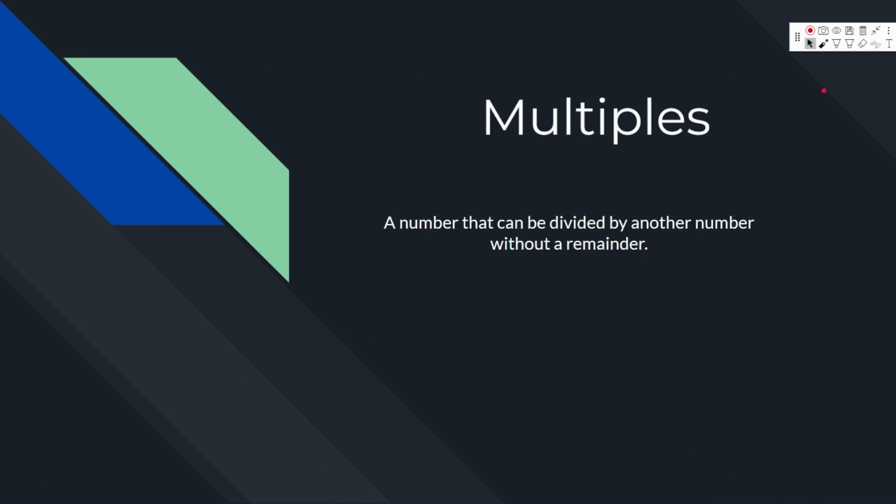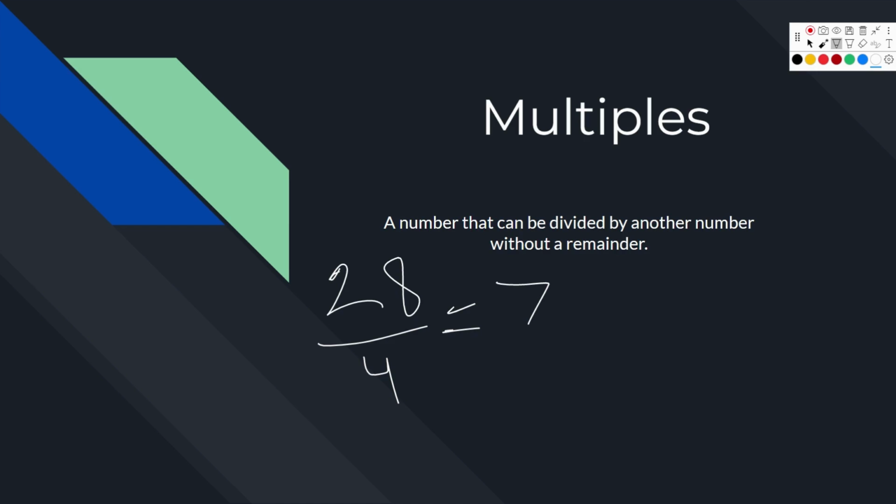Now moving on to multiples. A multiple is a number that can be divided by another number without a remainder. Basically we can use the same example from before using the number 28. So let's say 28 divided by 4 is equal to 7. In this case, we're focused on the 28. The 28 is a multiple of 4 since it can be divided by that other number without a remainder.